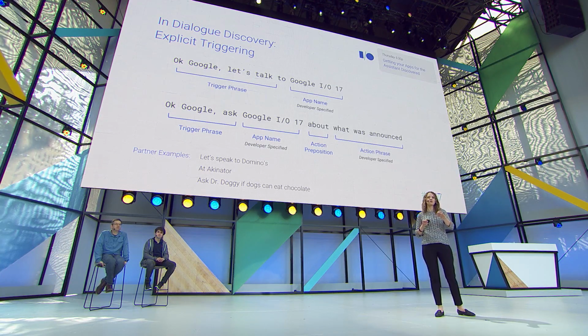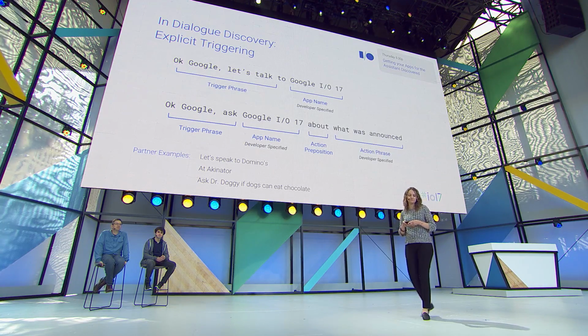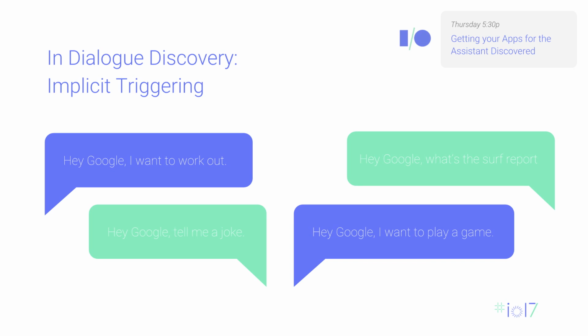The way to think about explicit triggering is very similar to typing a URL and getting to a website, or tapping on an app icon and then going inside the app. The next way to introduce your Assistant app in dialogue is through implicit triggering. So I'm really excited about this one because this actually starts showing the promise of the platform.